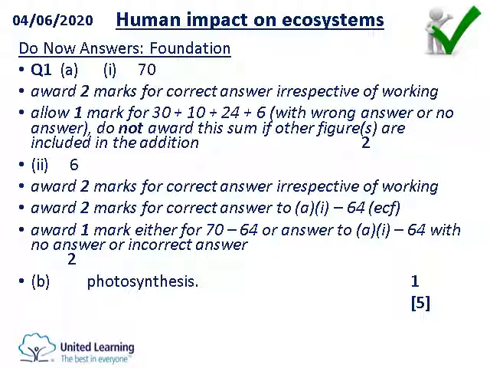And then part 2, you just needed to do 70 take away 64. Again, if you wrote 70 take away 64, but you came up with the wrong answer, you'd still get 1 mark. And then the last part was just a circle box. You should have circled photosynthesis.